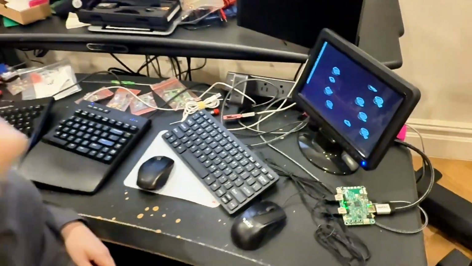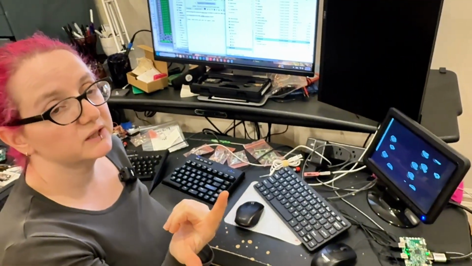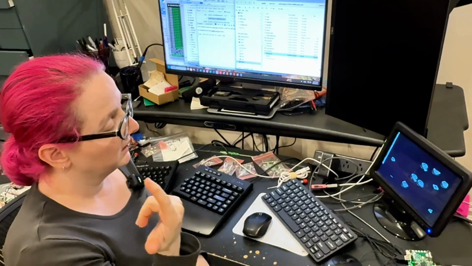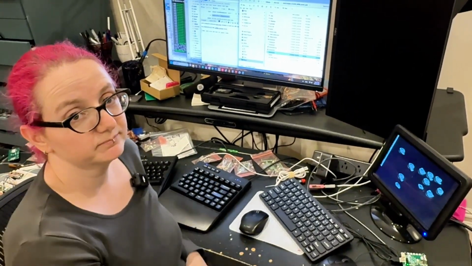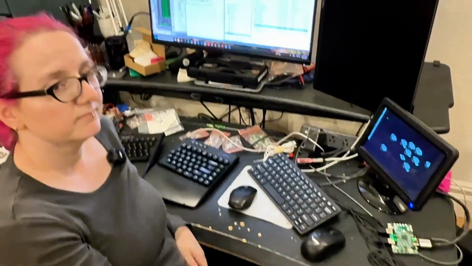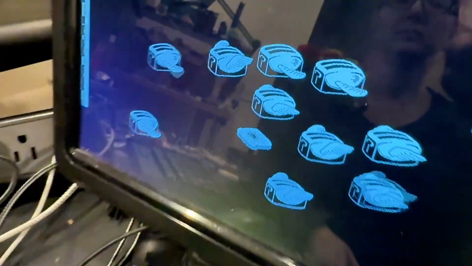So System 6 working, got those flying toasters. So that's good. The next thing I want to do is try to get HyperCard running. Okay. Another good demo. Fly, my pretties, fly.